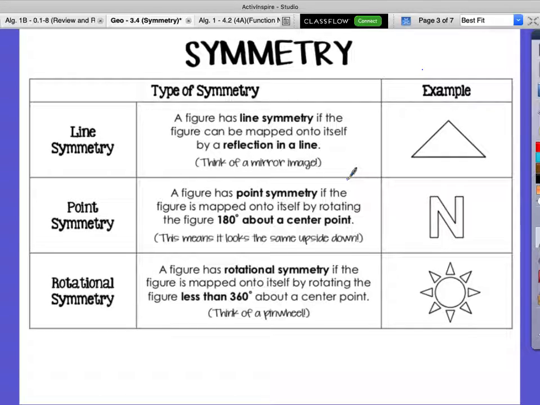Just know types of symmetry. We have line symmetry, point symmetry, and rotational symmetry. Line symmetry: a figure has line symmetry if it can be mapped onto itself by a reflection in a line. So think of it as a mirror. If we can draw a straight line anywhere through here and it mirrors itself perfectly, it has line symmetry.